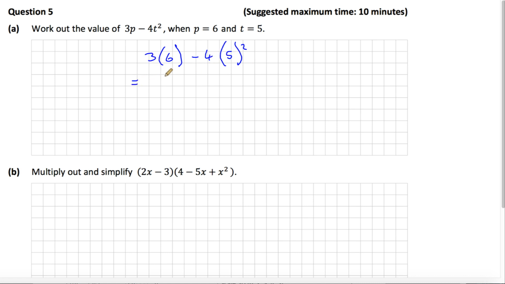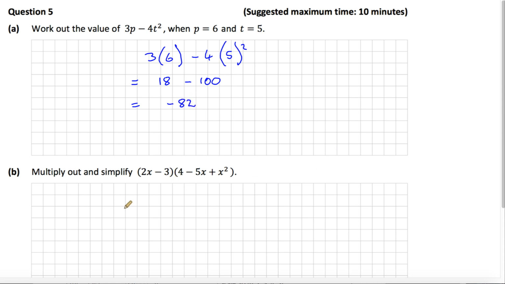of this bit here. Well, 3 sixes is 18. And then here, the 5 gets squared before it gets multiplied by the negative 4. So that's 5 squared is 25. 4 times 25 is 100. So it's 18 minus 100, which is minus 82.